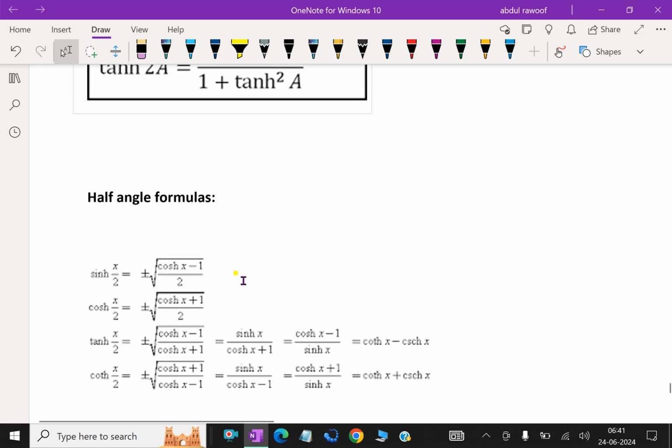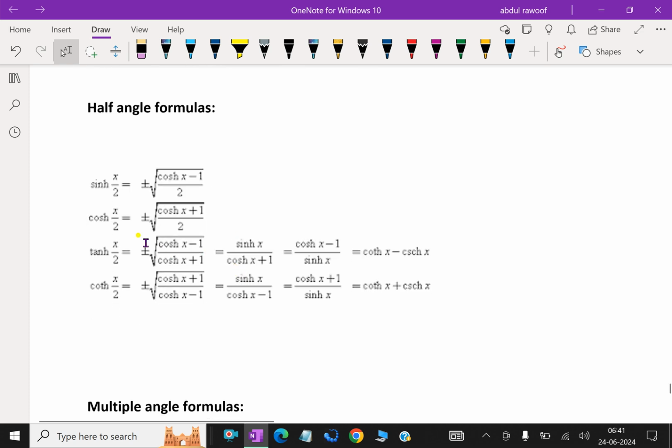Half angle formula is sinh(x/2) equals plus or minus the square root of (cosh x minus 1)/2. Like for cosh(x/2) and tanh(x/2). From this, further identities you can get. Coth(x/2) is the reciprocal of these things, and the reciprocal comes here. From this we can derive this also.